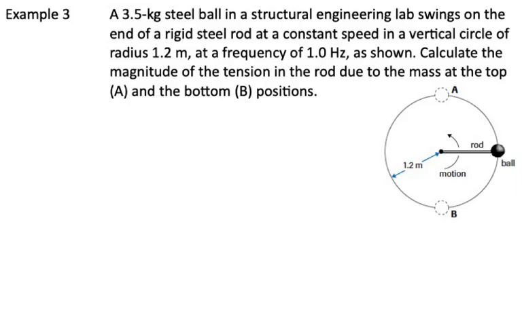So in this example, we have a steel ball swinging on the end of a rigid steel rod with characteristics as shown. I want the magnitude of the tension in the rod at the top, A, and at the bottom, B. So this rod has two forces that influence its tension. One is the force of gravity on the ball, and the other is the centripetal force on the ball.